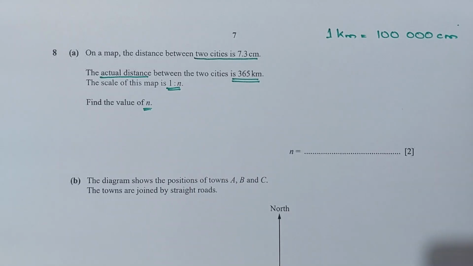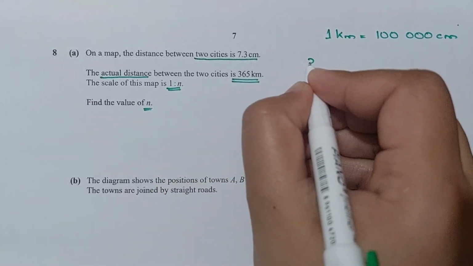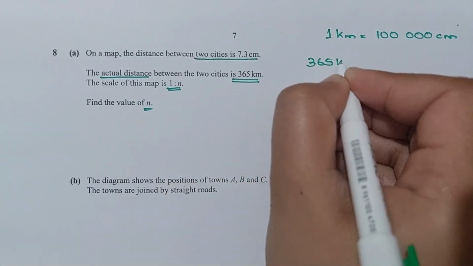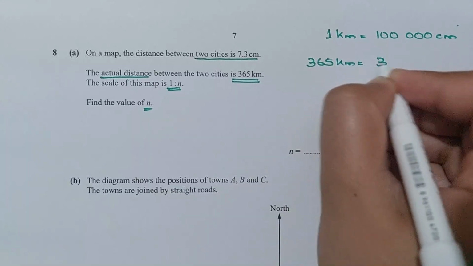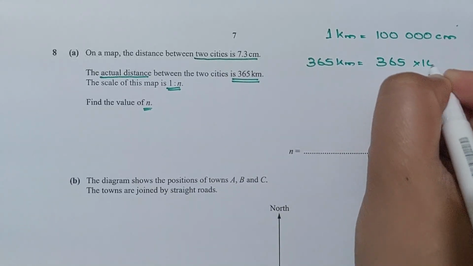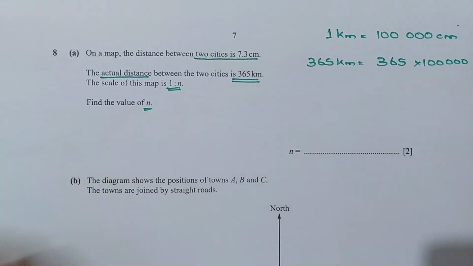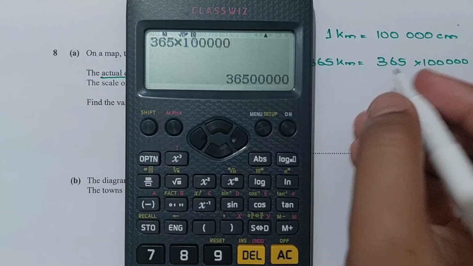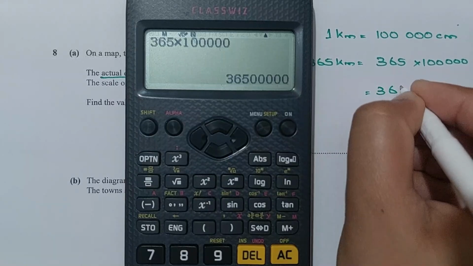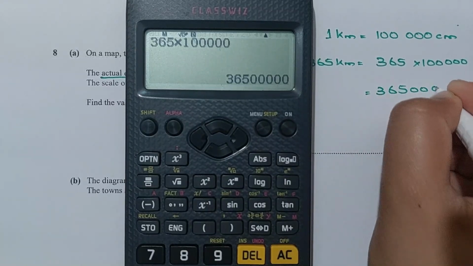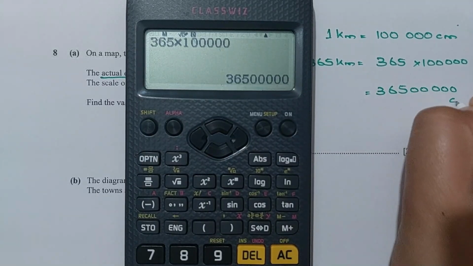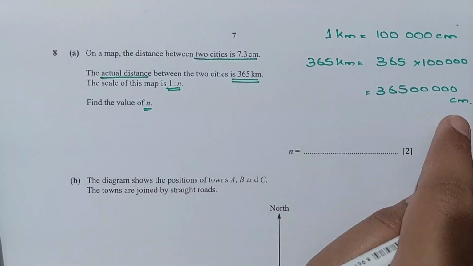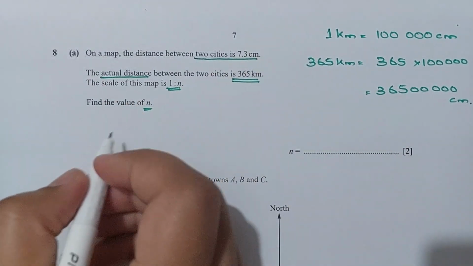Now, what is 365 kilometers? 365 kilometers is equal to 365 times 100,000 centimeters. This is 365 times 100,000. This would be 365 with 1, 2, 3, 4, 5 zeros. This is in centimeters. Now we have to find our answer for 7.3 centimeters.